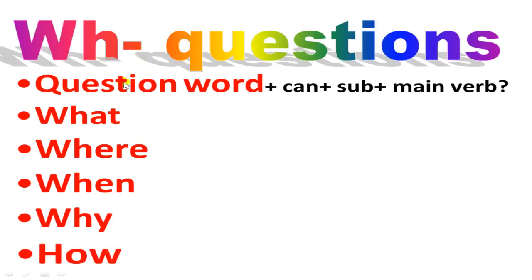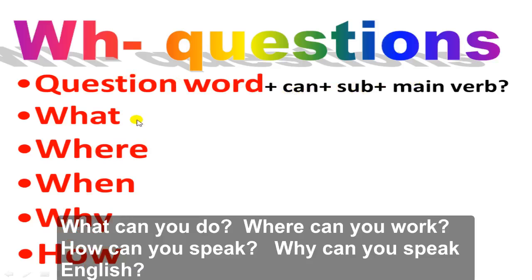WH questions. Question words: what, where, when, why, how. Can, subject, main verb. What can you do? Where can you work? How can you do it? How can you speak English? Why can you speak English? When can you speak English?